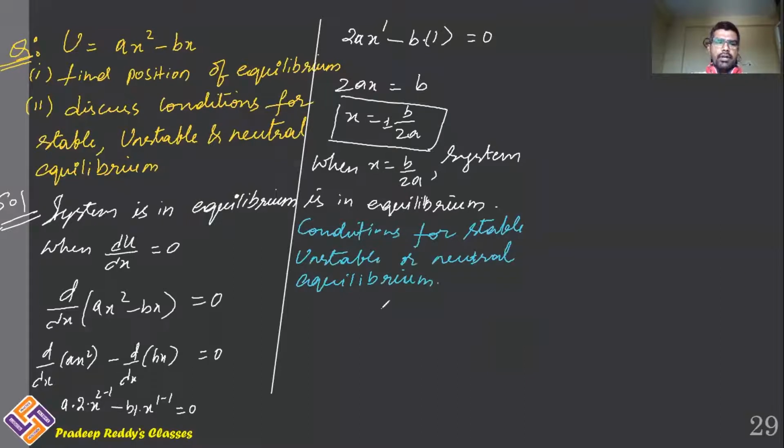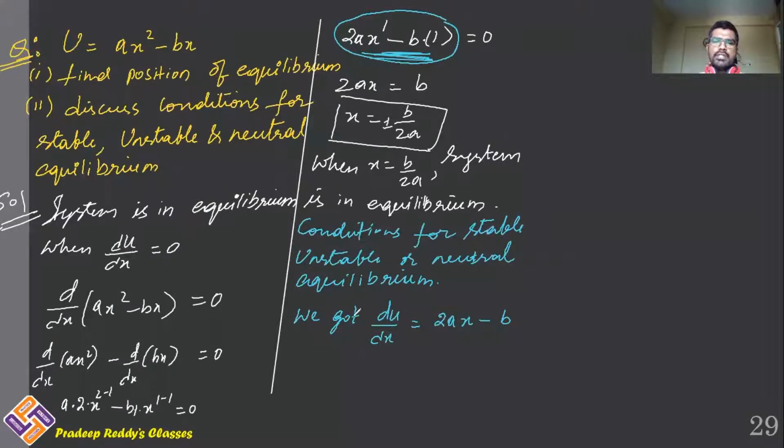So we already have got du by dx. We got du by dx is equal to, when you differentiate this, it is 2ax minus b into x power 0. So I can write it as 2ax minus b, which is this equation which we have got. This is du by dx. That du by dx is equal to 0. When I have equated it to 0, I have got the position of equilibrium.